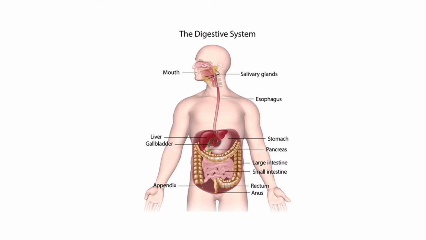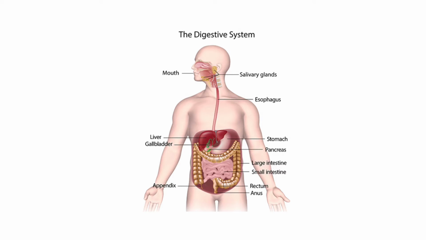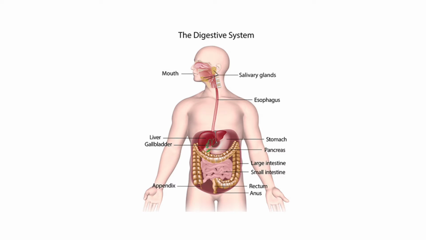It starts from the mouth that opens into the oral cavity, passes to the pharynx, esophagus, stomach, small and large intestine, ending in the rectum, and finally the anus. Teeth, tongue, salivary glands, liver, and pancreas are the accessory organs of digestion.